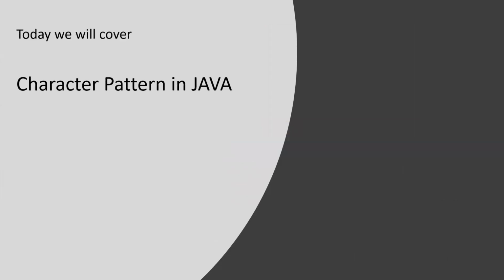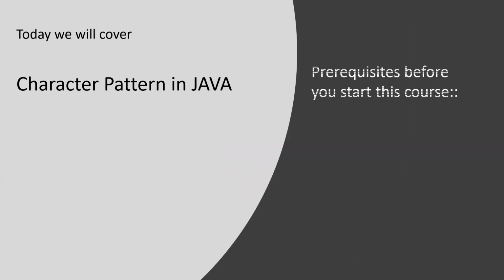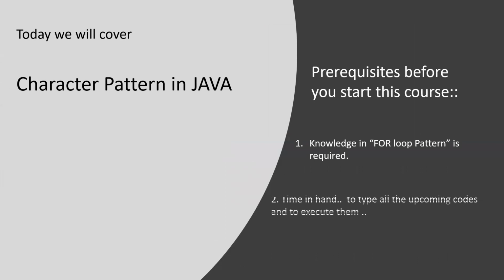Character pattern actually is the entry point into the string. From the next class onwards, we will be checking the application of the string. But for today, we will be concentrating on the character pattern. As I mentioned, prerequisites will be the for loop pattern and just a small idea about the character data type. You can revise the last class.